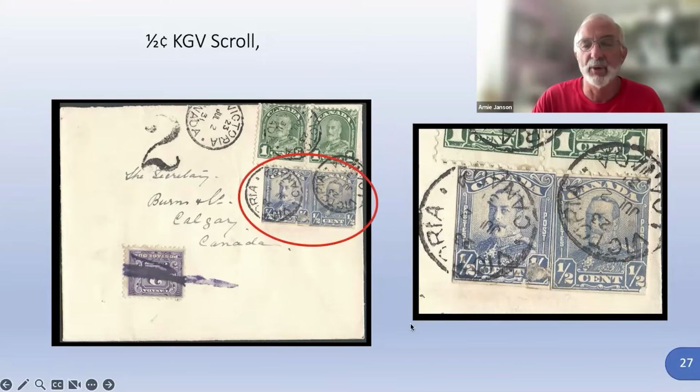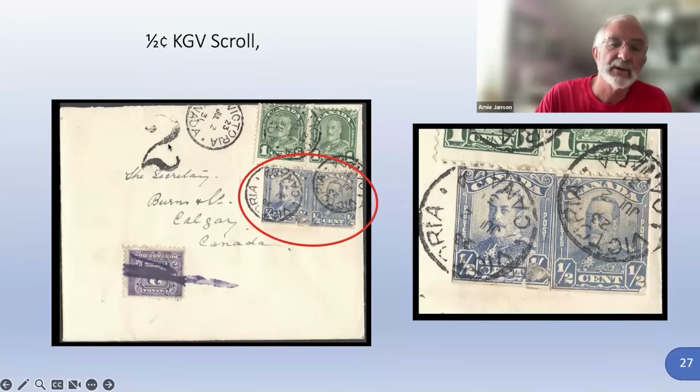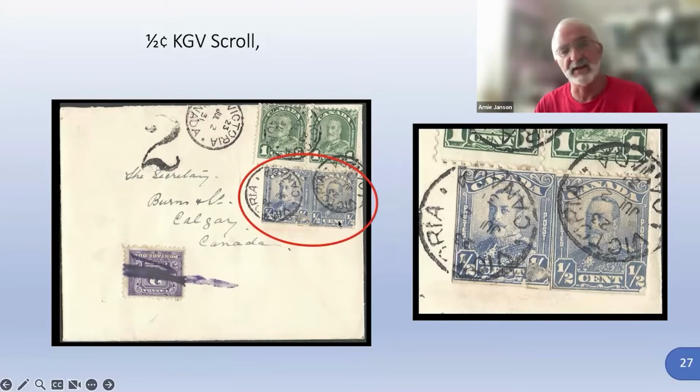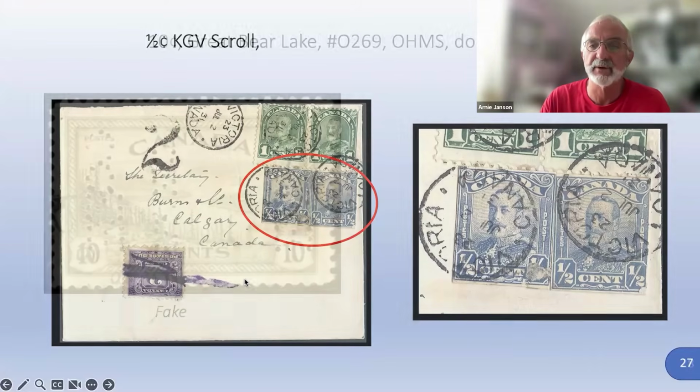Of course, the post office caught it and made it postage due, 2 cents, double the deficiency. They gave the sender the credit for these two, and because there's 1 cent deficient, had to pay 2 cents postage due. Double the deficiency.